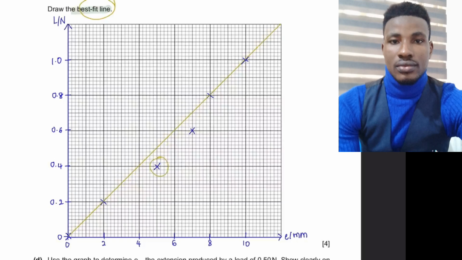It doesn't matter if you have some points which are off the line or out of the range of the graph, because a best fit line means that you have a continuous straight line and not a graph that looks like this. This is not a best fit line.